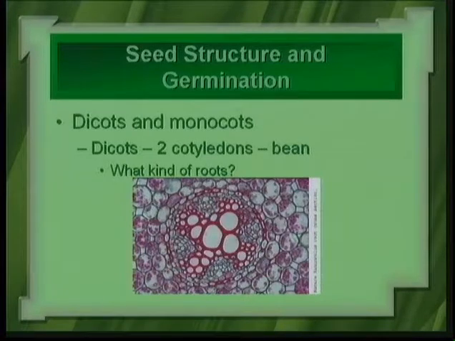And if you were to look at a cross section of a typical dicot root, the area around here would be parenchyma cells. These would make up the cortex of the root, and interior to that you have the vascular cylinder with the endodermis and the pericycle.